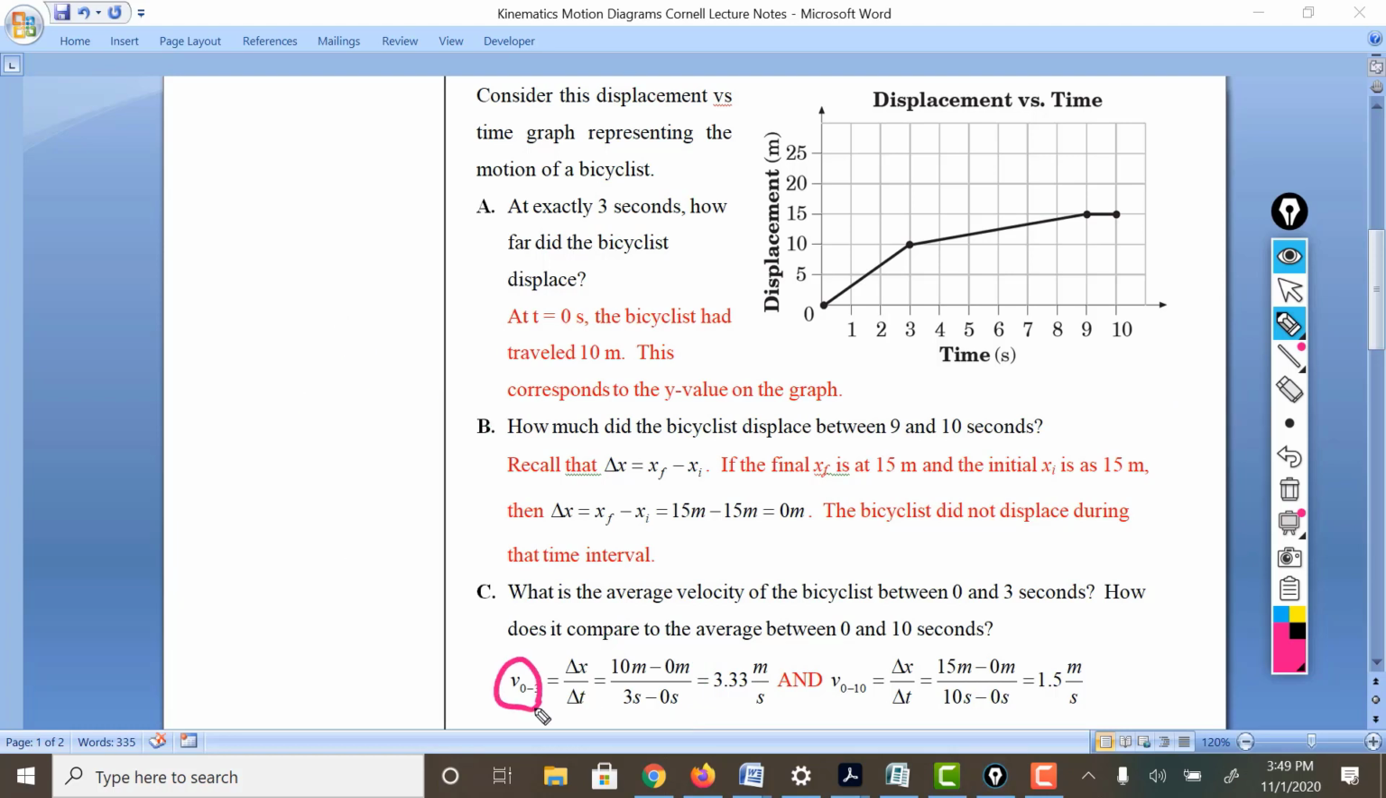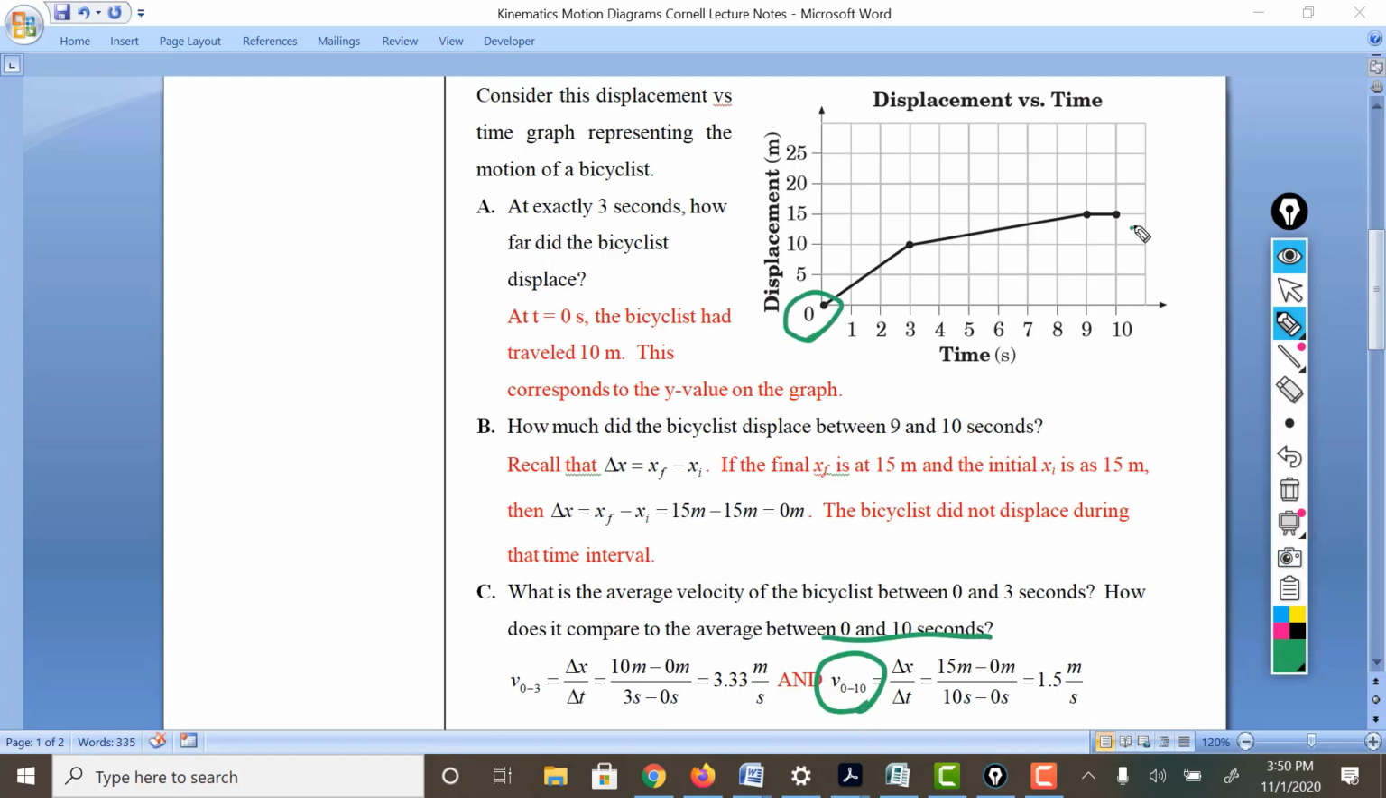So from 0 to 3 seconds, that means I'm going to start here and go to here with my time, right? There's your 3, here's your 0. On the x, the displacement, I'm going from 10 up here to 0 over here. Remember, you're breaking this apart. So you're looking at the rise, right? How much did you rise? 10. With how much you ran? 3.